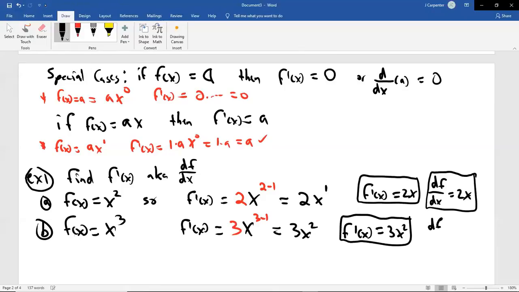Or df dx is 3x squared. Again, same exact meaning. It's just sometimes we need to think about it as the right version. We're saving that idea for much later, don't worry. Just getting used to the fact that there's 2 ways to write it for now.